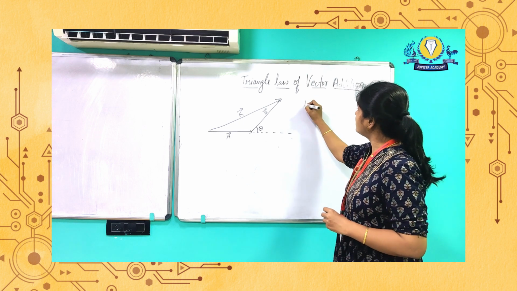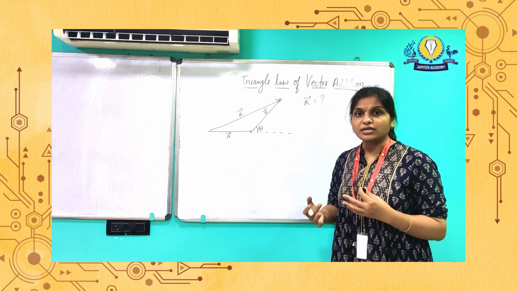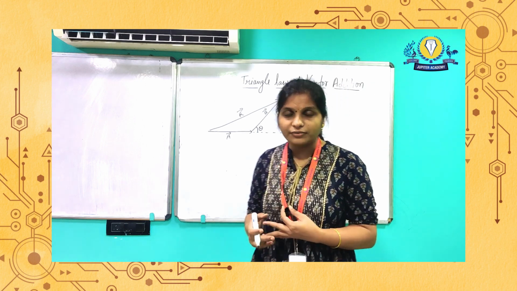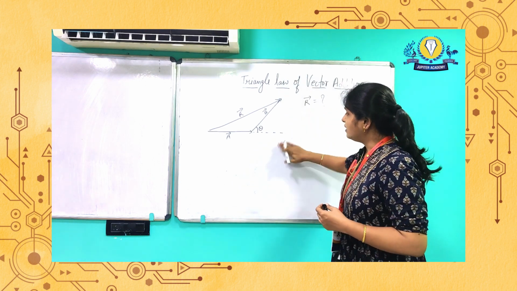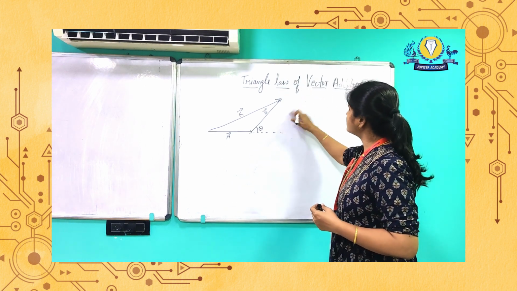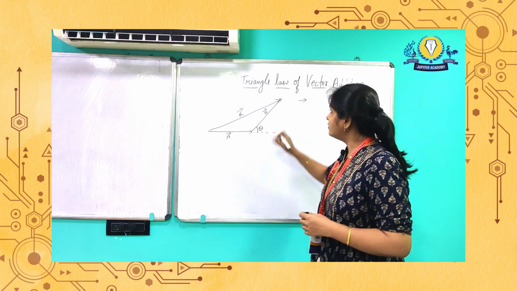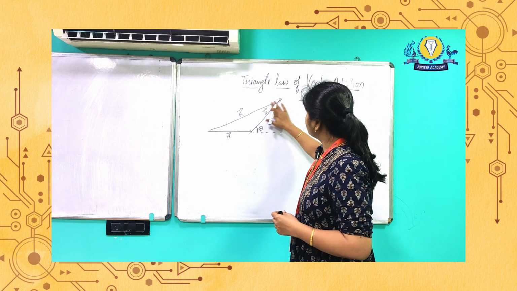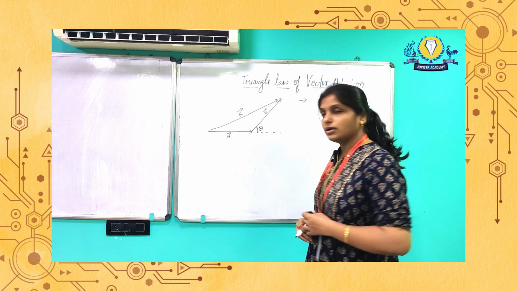So how will you find R here? This is the condition. And I am asking you, we have to find the resultant vector of two vectors which are acting at some angle. So you have to find R. Let's start this derivation. Fine. What can we do? First, let me draw this. It should look like this.